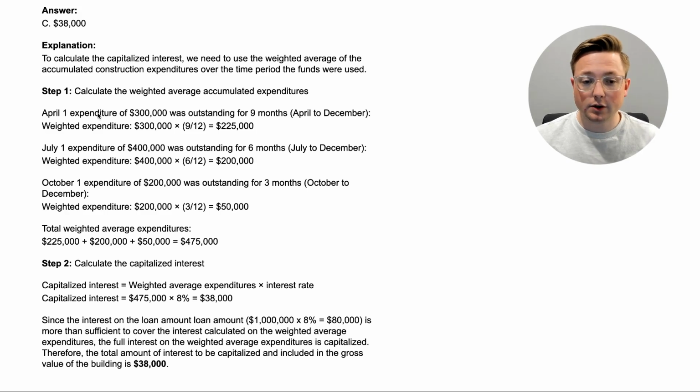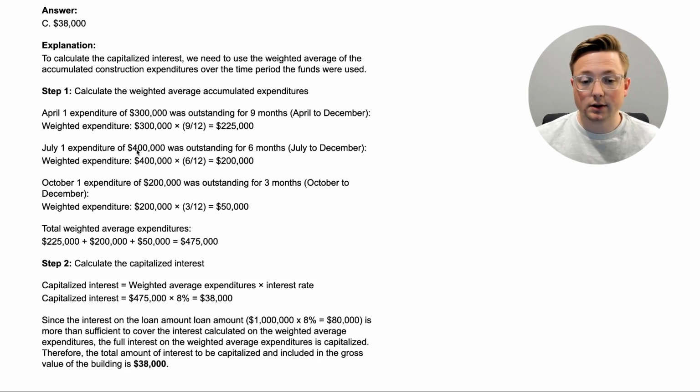So on April 1st, they had $300,000. Now that was outstanding for 9 months because April to December is 9 months, and it was completed in December. Weighted expenditure was $300,000 multiplied by that 9 divided by 12. And so that's $225,000 of this April 1st $300,000 is going to be part of the weighted average.